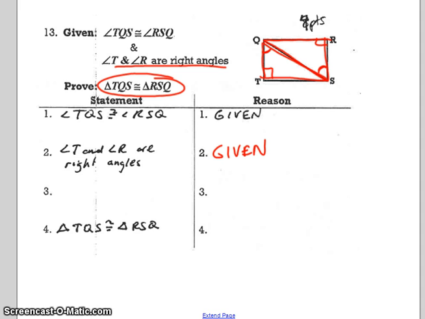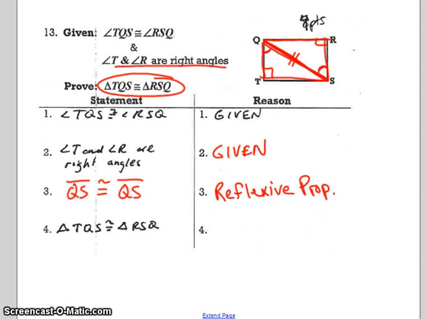What else do we know here? Let's look at the picture. I have a line that's shared by both of them. That's reflexive. So QS is congruent to QS. That's the reflexive property of congruence. So we have angle, side, angle. Therefore, we know TQS is congruent to RSQ, by angle, side, angle.